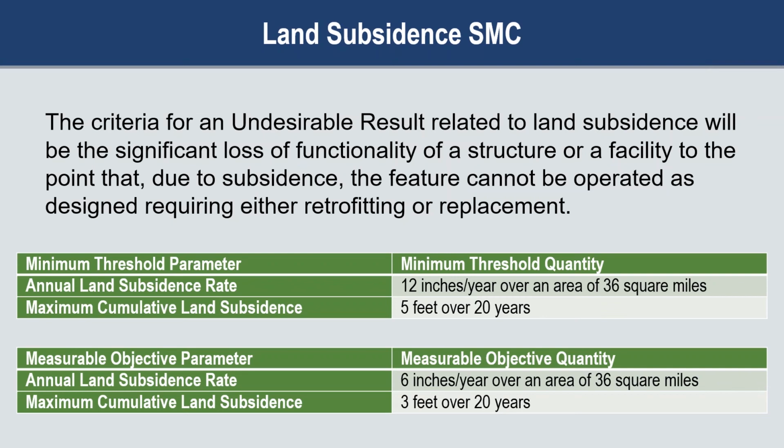So the 6 inches per year for the measurable objective is the historical subsidence rate that has been seen within MAGSA, and that was doubled for the minimum threshold just for some operational flexibility. But we also didn't want subsidence to drop too far, which is why we have that maximum cumulative subsidence rate to keep an eye on the GSA area.